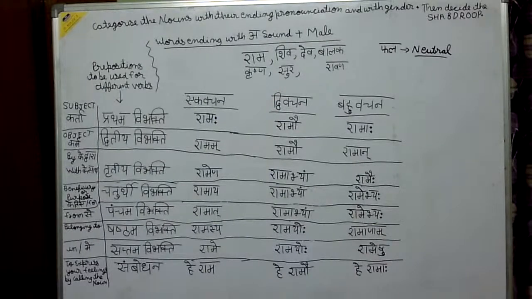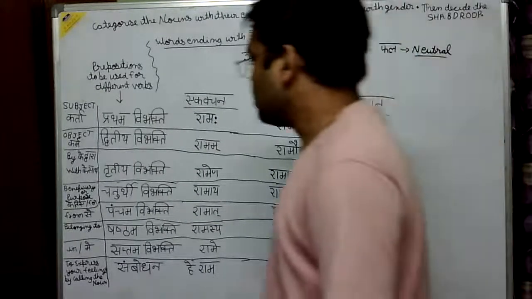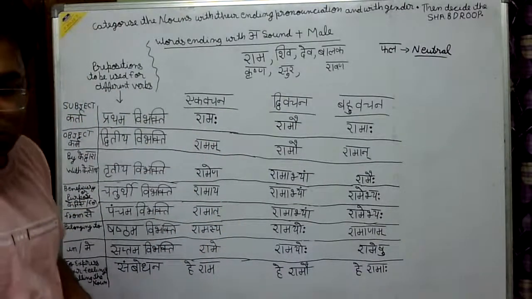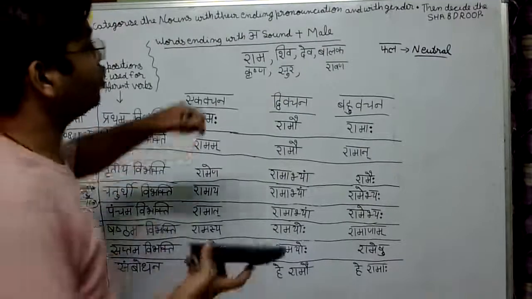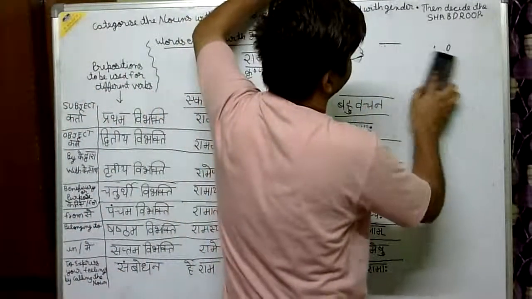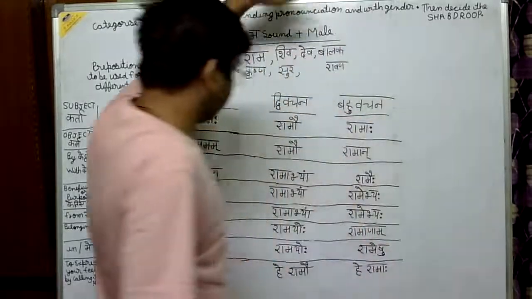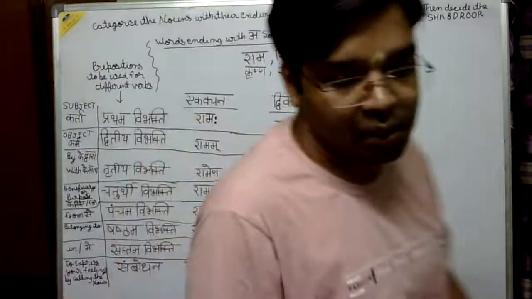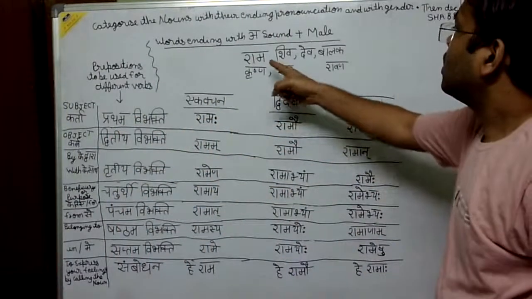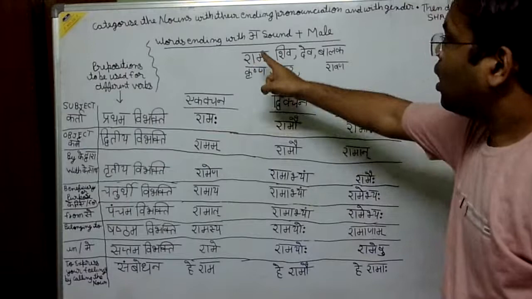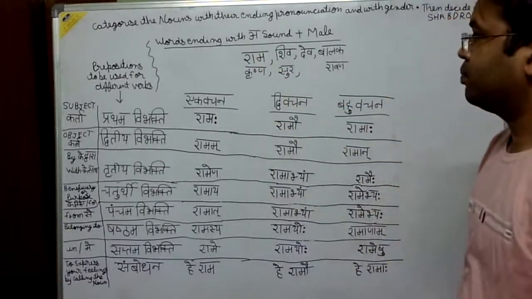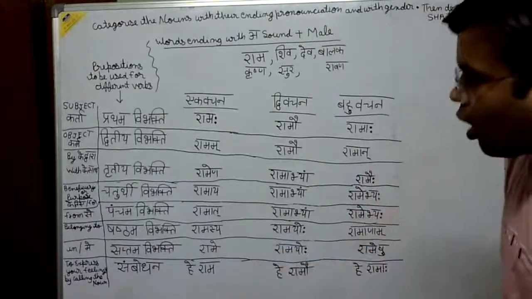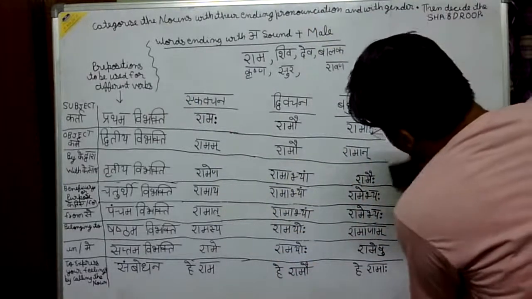Doesn't come here. So now we are going to write some sentences based on the Ekavachan. Ram, Ram, Ram, and the Ekavachan of Ram. We will use these vibhaktis and we will form sentences. Look how the sentences are formed.